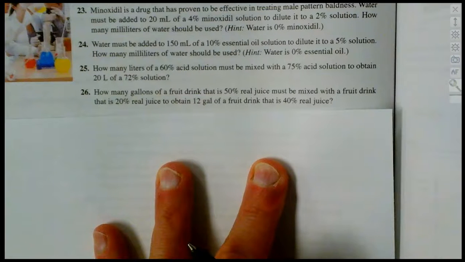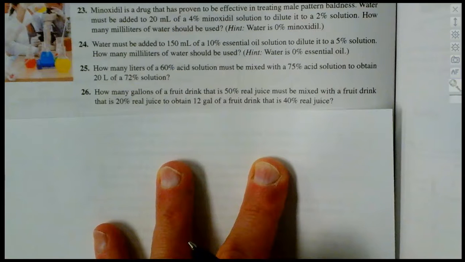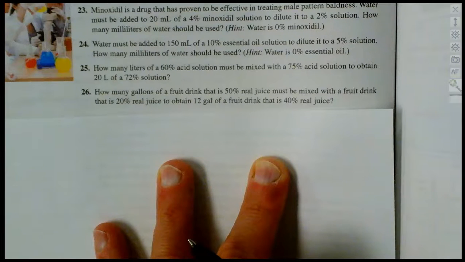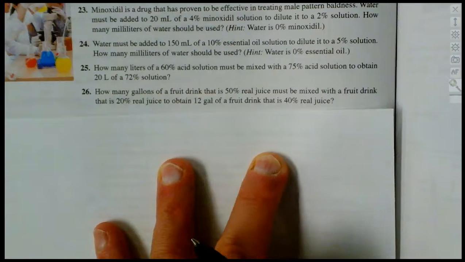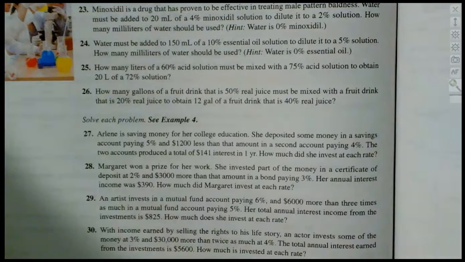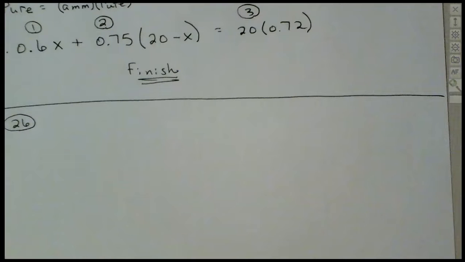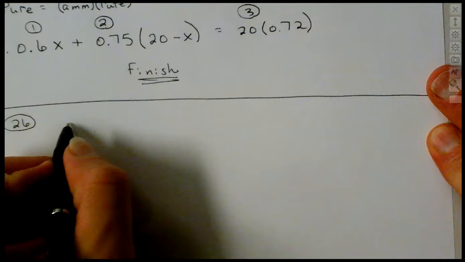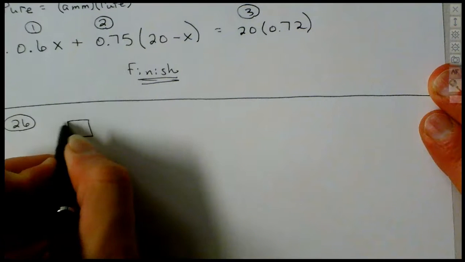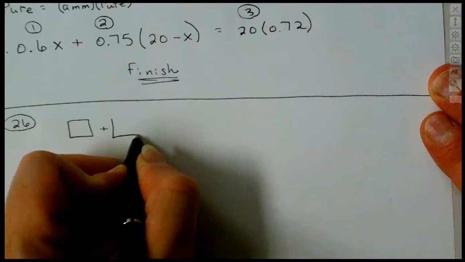How many gallons of a fruit drink that is 50% fruit juice must be mixed with a fruit drink that is 20% juice to get 12 gallons of a drink that is 40% juice? So we want to combine these together to get a new fruit juice drink. I always like to draw my boxes here. I think this is the easiest way to work through these.